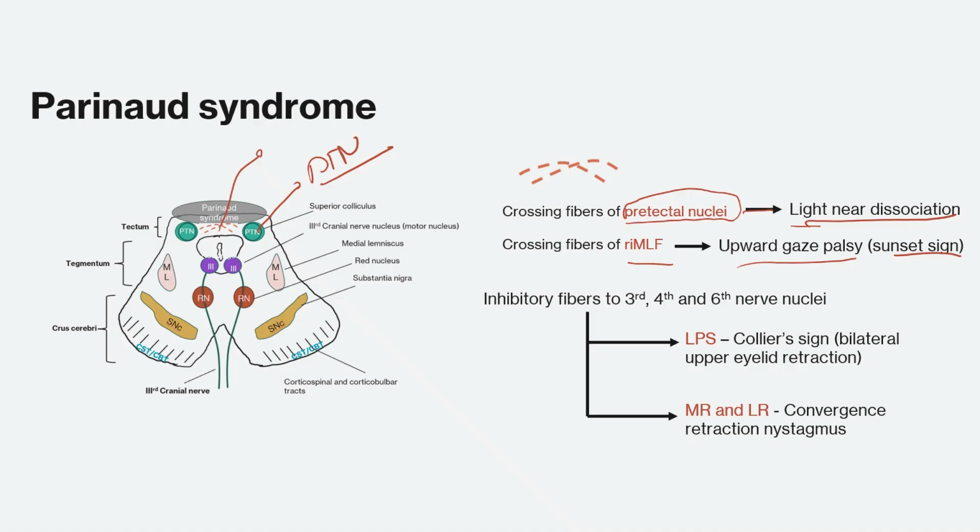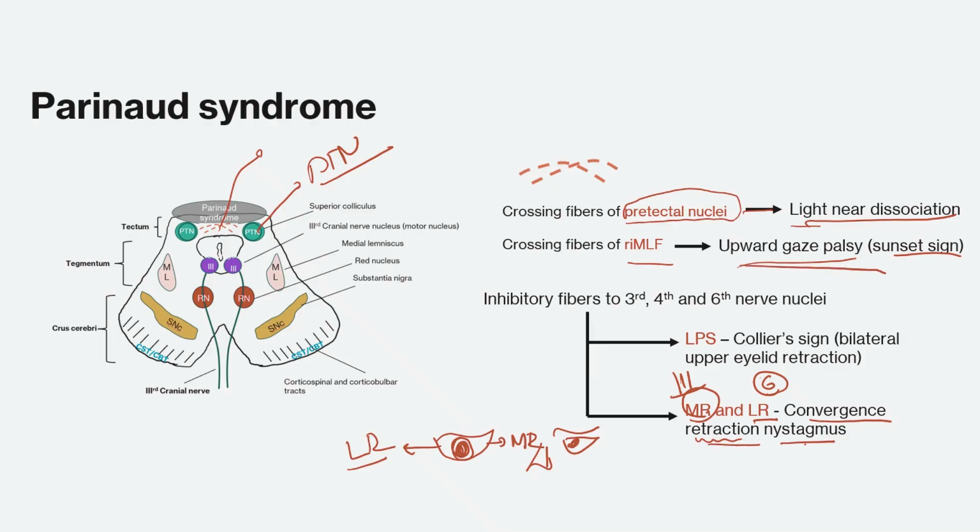Now the other thing that will happen is the inhibitory fibers to the medial rectus and lateral rectus will also be lost. Medial rectus is supplied by the third cranial nerve and the lateral rectus is supplied by the sixth cranial nerve. So this will lead to convergence retraction nystagmus. Let me tell the concept behind this. The medial rectus is trying to pull the eye towards the center or the medial side, and the lateral rectus is trying to get the eyes away from the center, so that is towards the lateral side. This convergence retraction nystagmus you will see when you ask a person to look upwards.